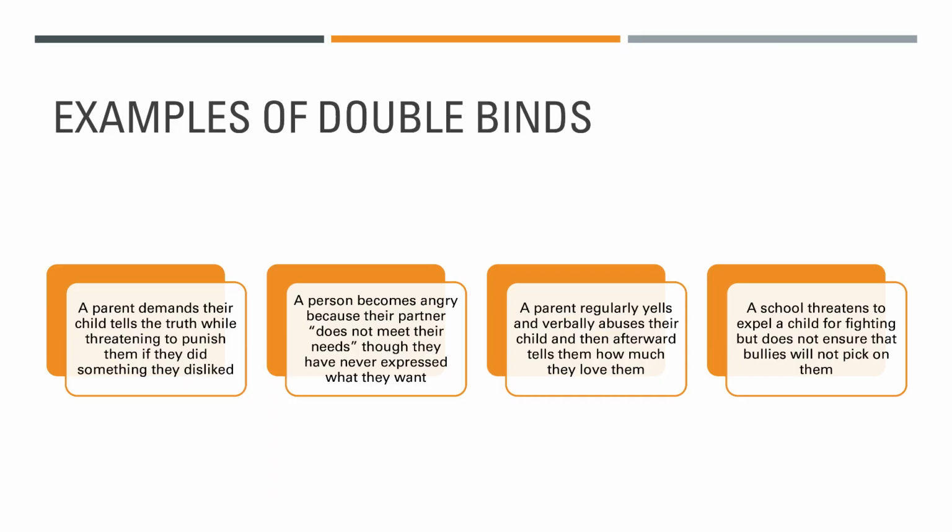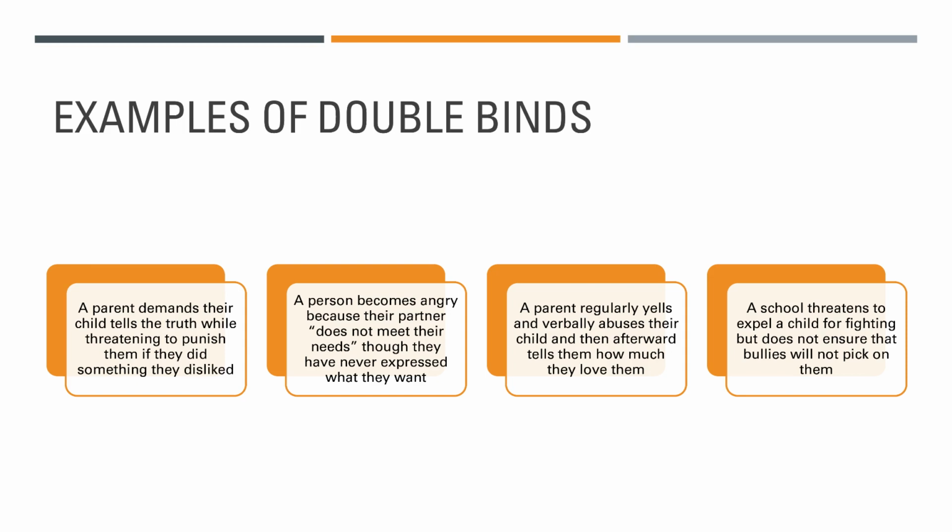Here are some examples of double binds. Number one, a parent tells their child to tell me the truth while threatening to punish them if they do something they disliked. In this case, an expected punishment negates the desire for truthful answers.